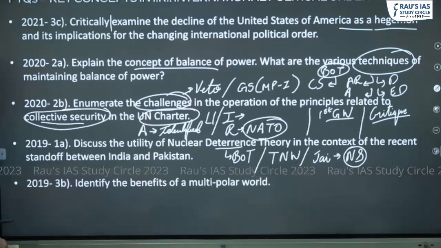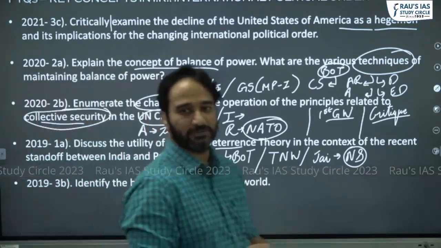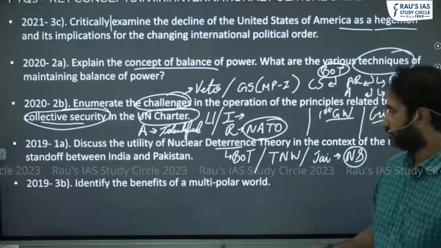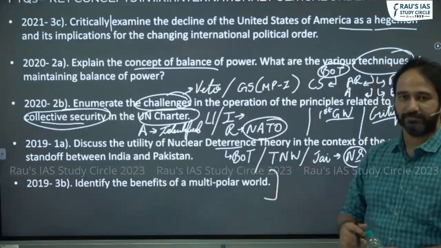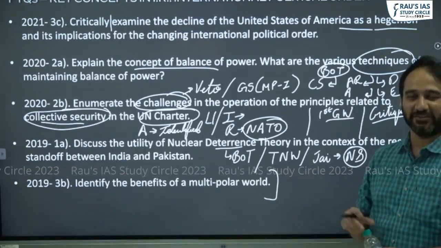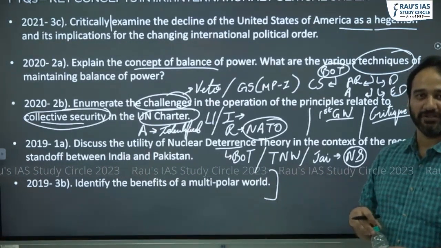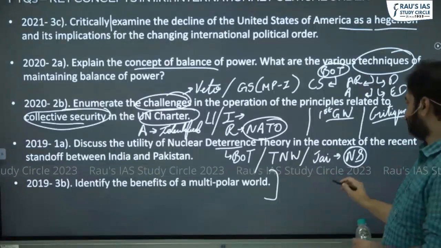Identify the benefits of the multipolar world. So what are the benefits of a multipolar world? It's not a benefit. Like the realists would say, balance of power would not exist in a multipolar world. What are the benefits of a multipolar world? So it's 250 words.